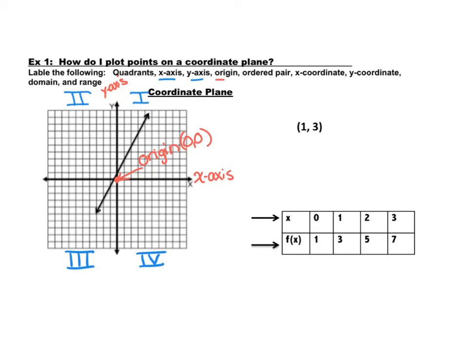All right, we have an ordered pair. Our ordered pair that we are looking at over here is 1, 3. So here's our ordered pair. And then our x coordinate and our y coordinate. So our x coordinate, it always goes x and then y. So this is our x coordinate. And then this is our y coordinate.